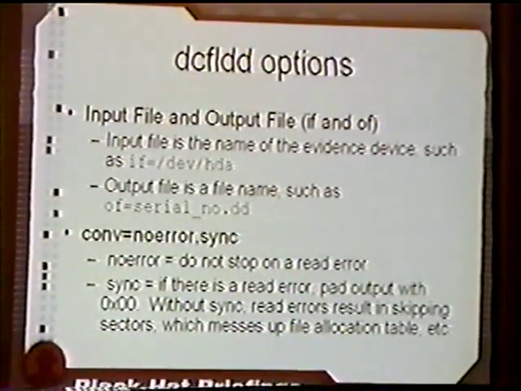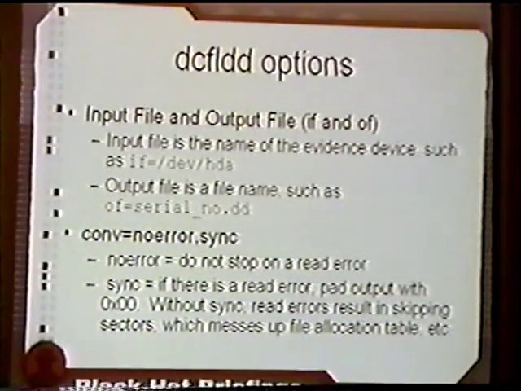The two important things you want to specify are noerror and sync. Normally DCFL-DD or DD, if it comes across a read error reading the original drive, will just stop and give up and give you back a prompt, which is very annoying if you're 199 gigabytes through your 200 gigabyte drive. So you want to specify noerror, which means if you come across a read error, keep plugging all the way to the end of the drive.